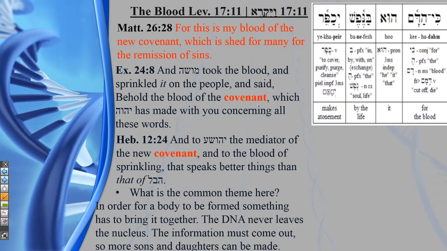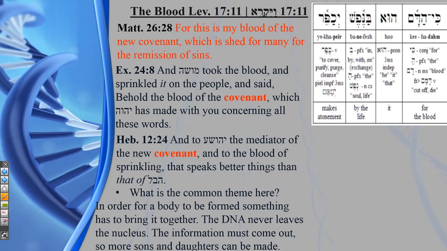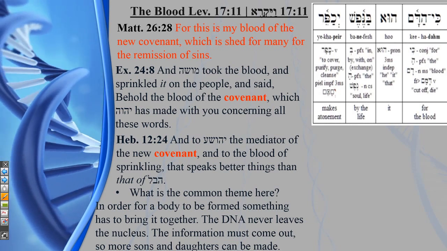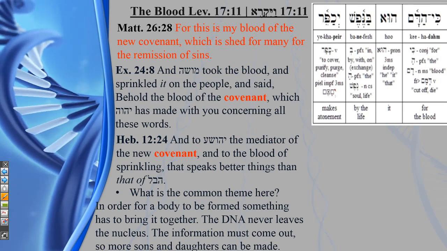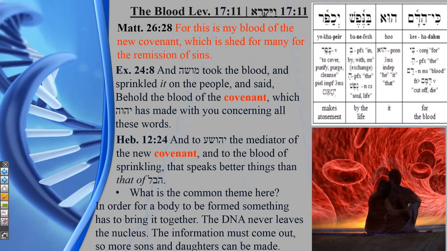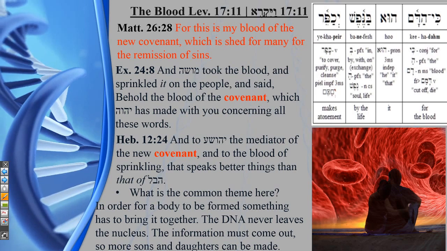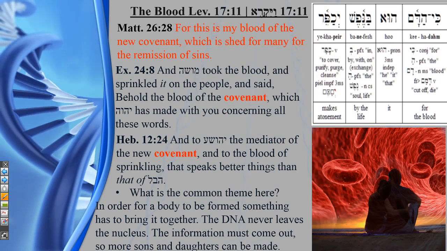The mediator, the Mashiach, is the mediator. He's the one coming up to make more sons, more daughters. He's the messenger. And if you attach yourself to him, you're essentially attaching yourself back to the Father. Okay? So he's now creating more sons and daughters. That's the objective. All right?